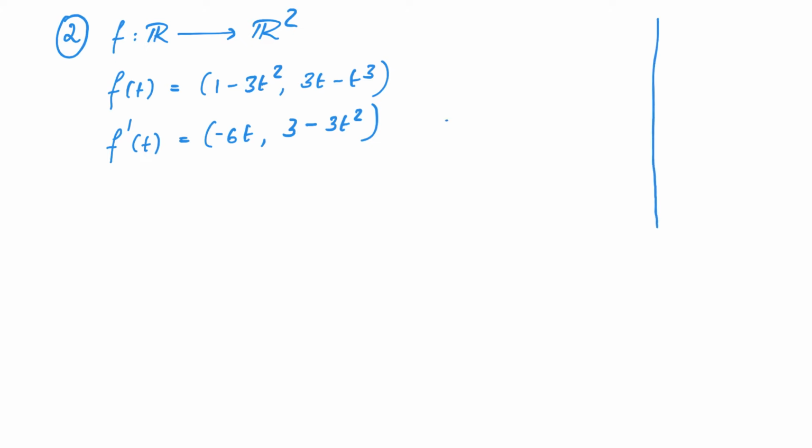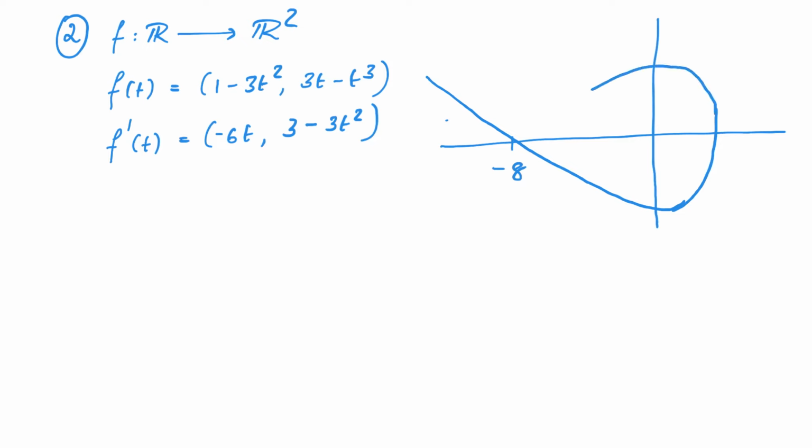However, you will be in for a surprise when you look at the graph of this function. The graph of this function roughly looks as follows. That is, the image intersects itself at the point (minus 8, 0). More precisely, you can notice that f of root 3 and f of minus root 3 are both equal to (minus 8, 0).